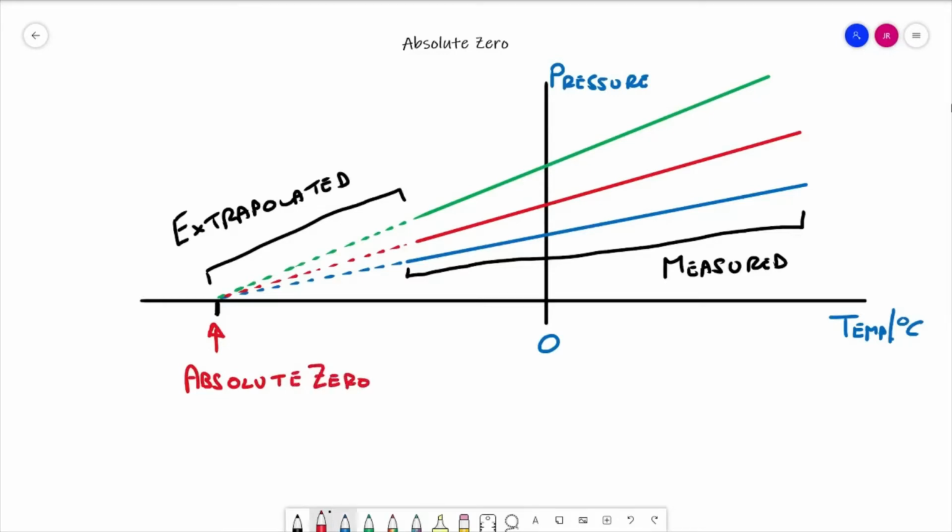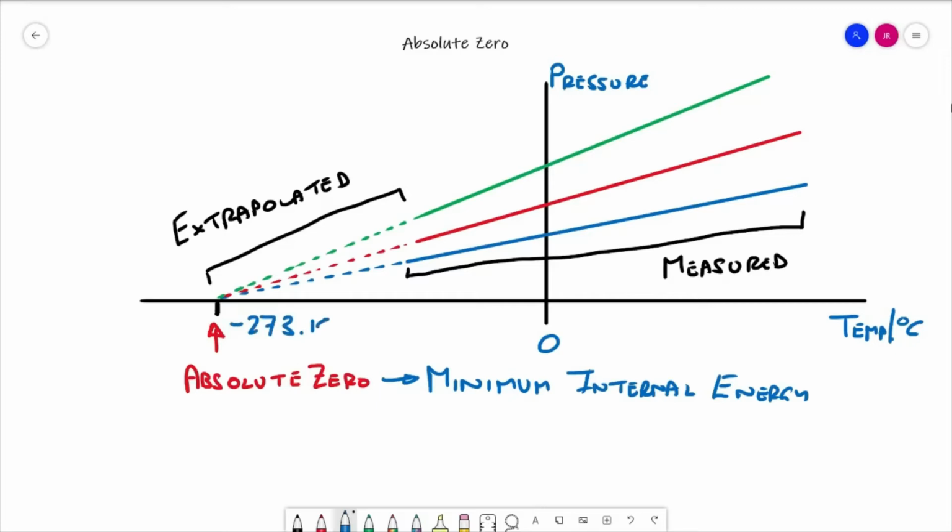Now, at least the way that the theory goes, absolute zero would be, for all substances, the minimum internal energy possible for a given substance. And therefore, as we said, for the scale itself, we set absolute zero as 0. Now, from the Celsius point of view, that value is actually minus 273.15 degrees C.